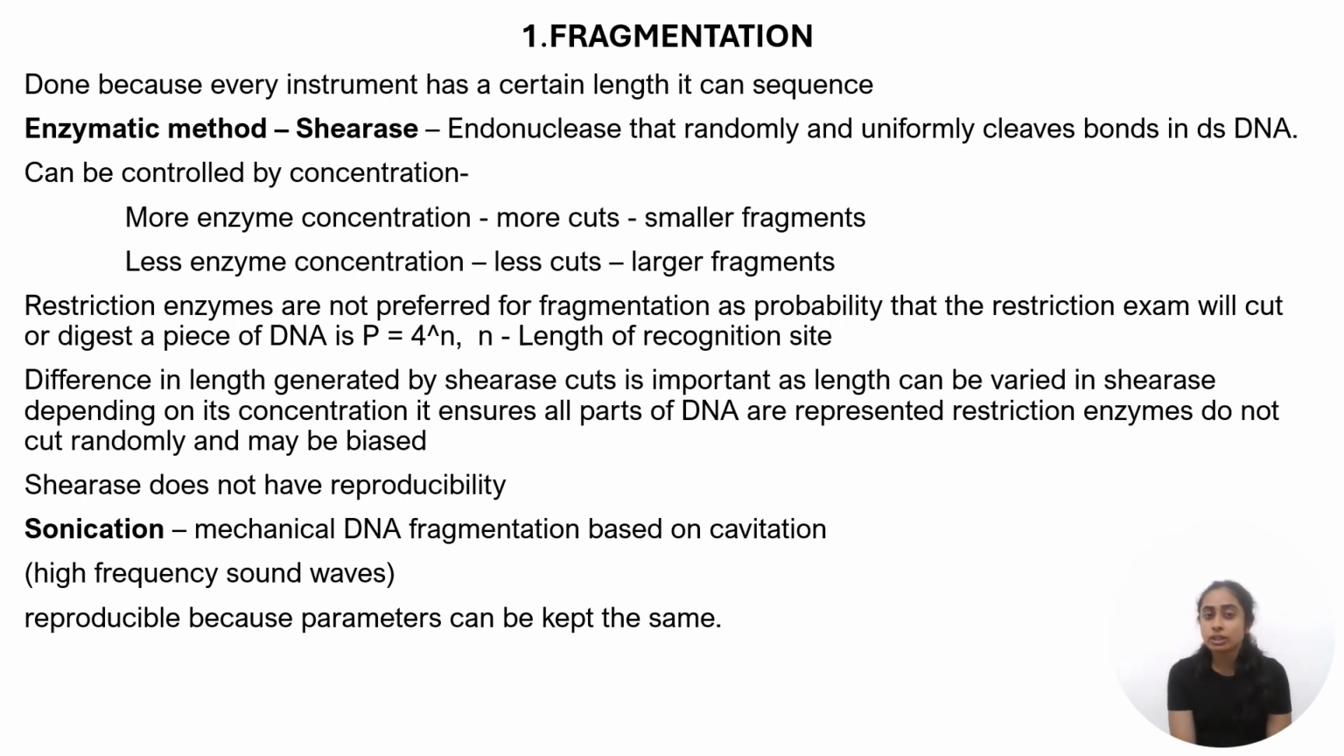Restriction enzymes are actually not preferred for fragmentation because restriction enzymes depend on a particular sequence that they can recognize and cut. And because of that, the length is varied. It depends on the number of recognition sites. So it cannot be controlled as well as shearase. And since we can control the number of cuts by changing the concentration of shearase, this difference in length is very important since it can be varied, and it also ensures that all parts of the DNA are represented.